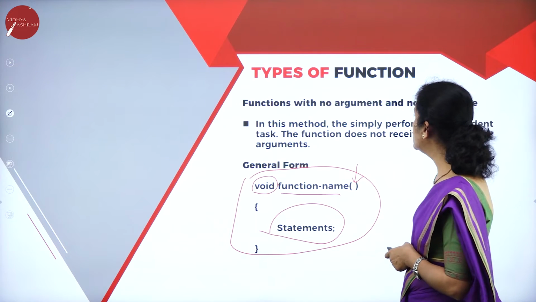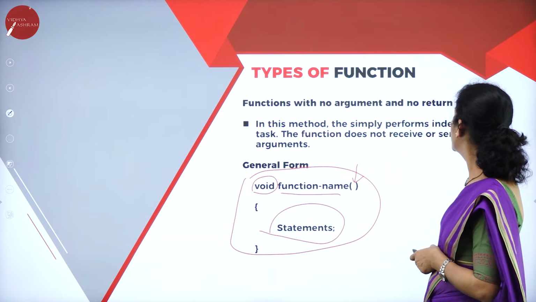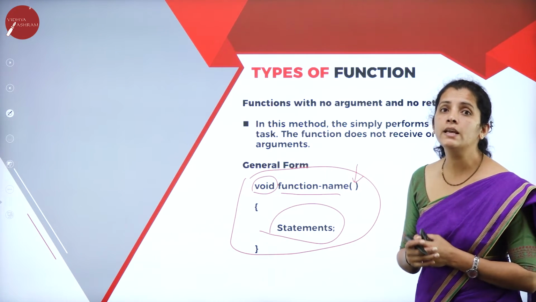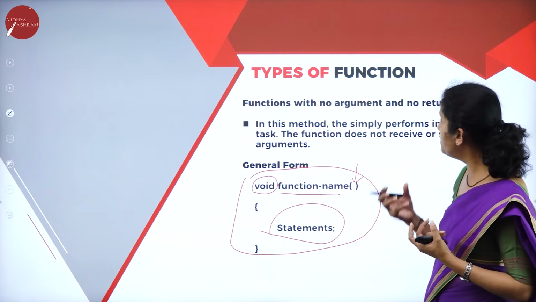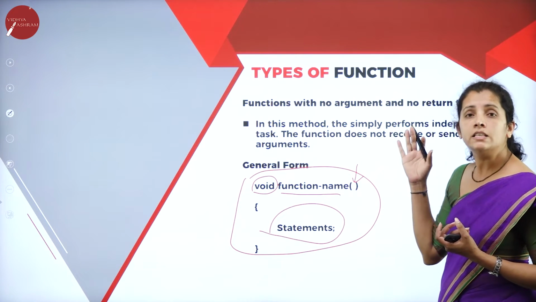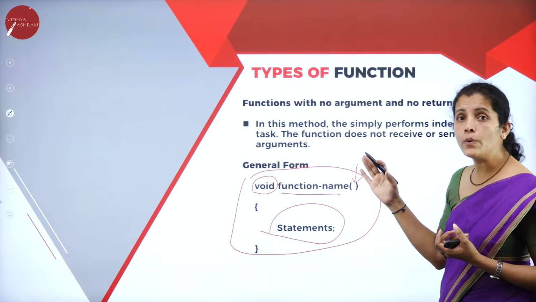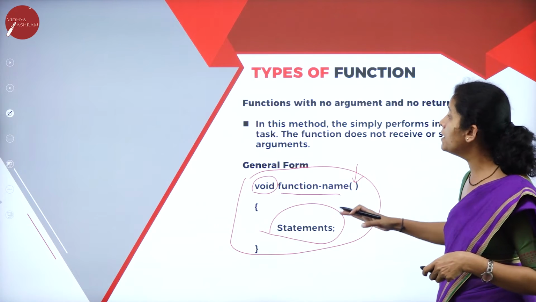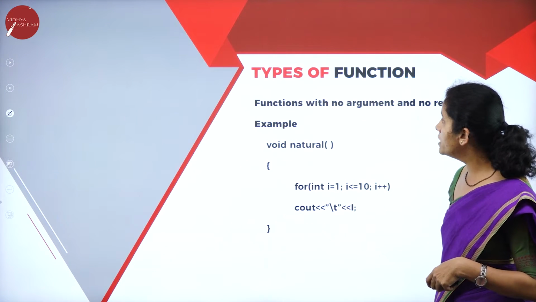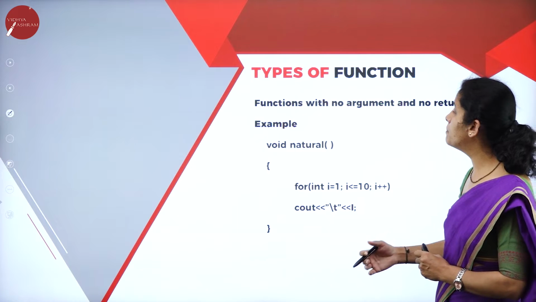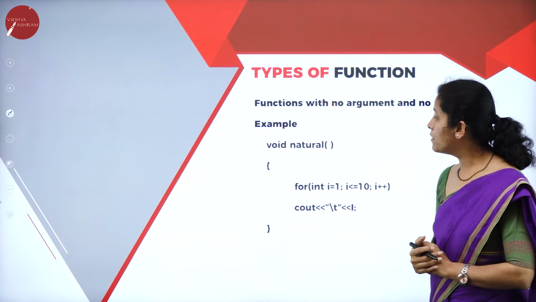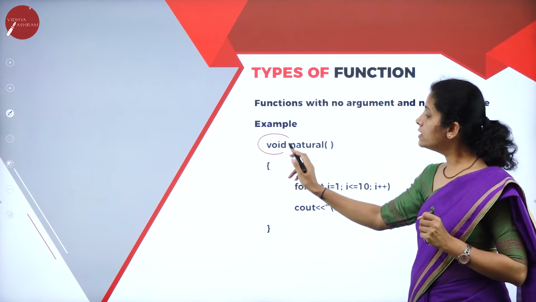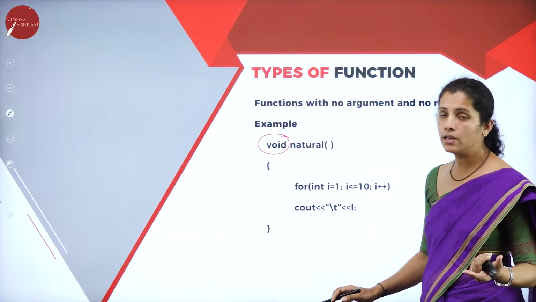In this method, the function simply performs an independent task. This kind of function is simply responsible for performing an independent task, and this function does not receive any argument, and it does not return any value. Moving further, I'm going to have a simple example where I want to find the natural numbers. So it does not return anything to the other program.